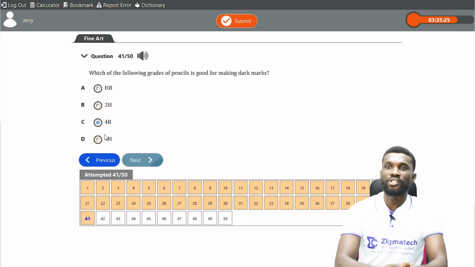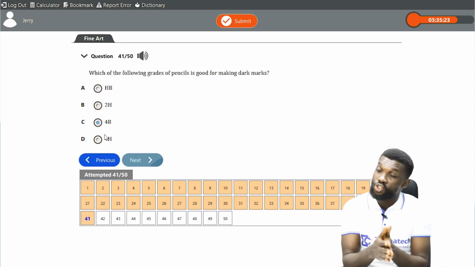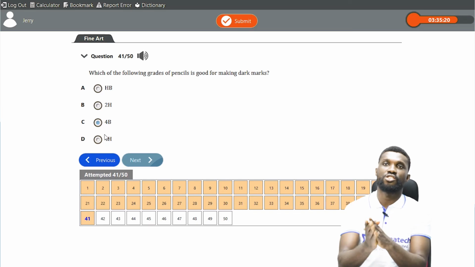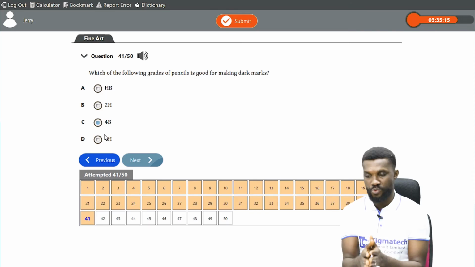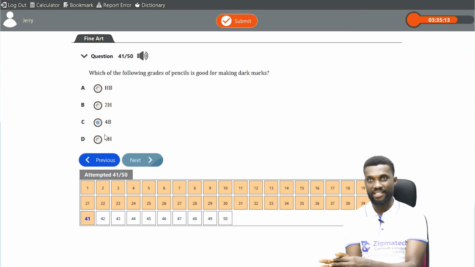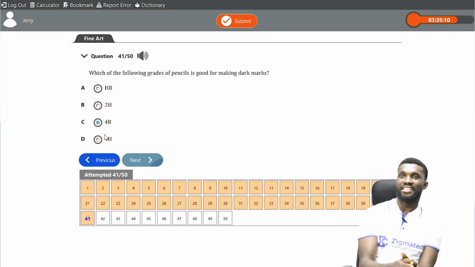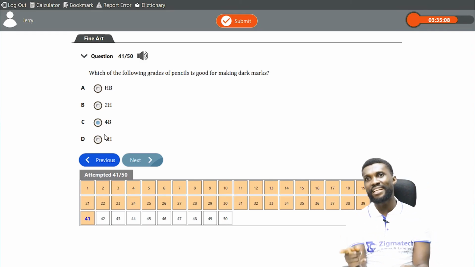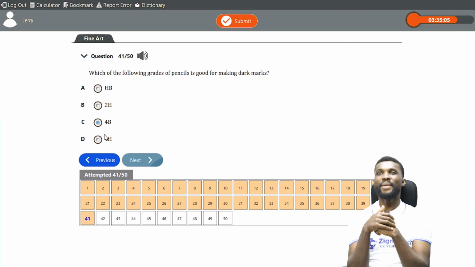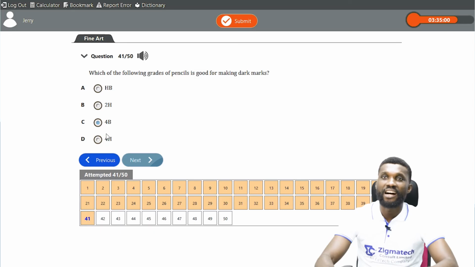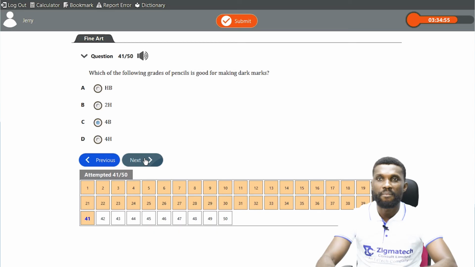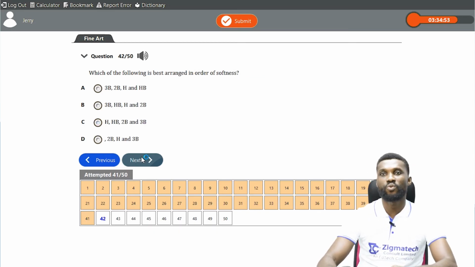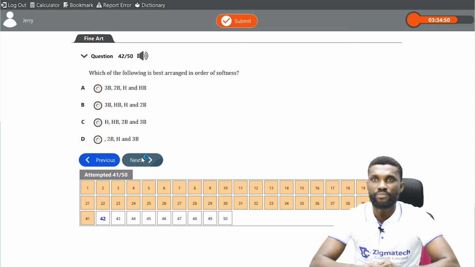The same thing applies to the H pencils, which is 4 times hard, is 6 times hard, is 12 times hard, 4H, 6H, 12H, 2H, and then we now have the HB, which stands in between the B pencils and the H pencils. Now with the question they ask, which of the following grades of pencil is good for making dark mark? Now you should know that the answer is the 4B will give you a very dark mark. All right, now let's proceed over to question number 42.